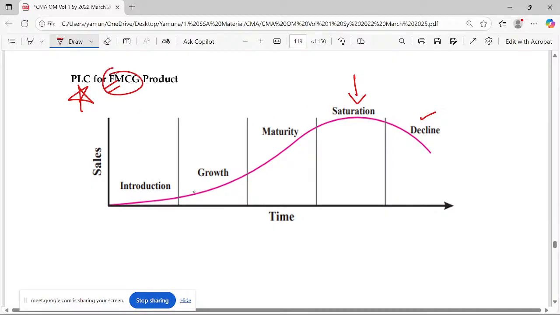So when you talk about FMCG, there will be one more stage added. You have an introduction stage, and the introduction is very slow. I use Ashirwad atta only for making chapatis. Once I bought Pillsbury, once I bought Fortune, I just forgot how to make chapatis, because I don't know how to make chapatis.